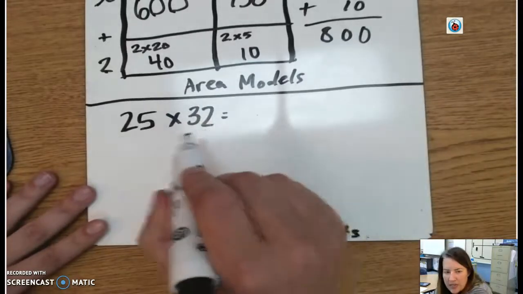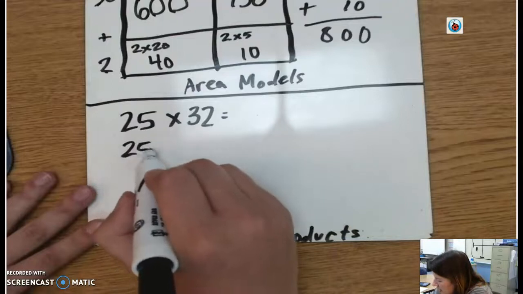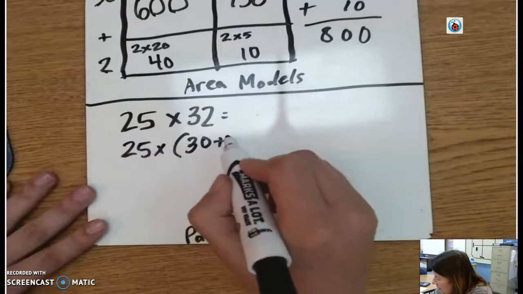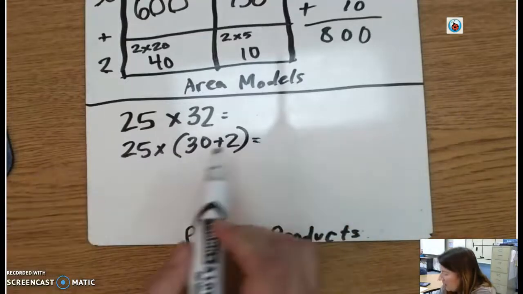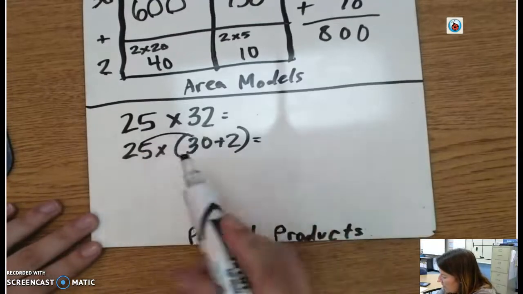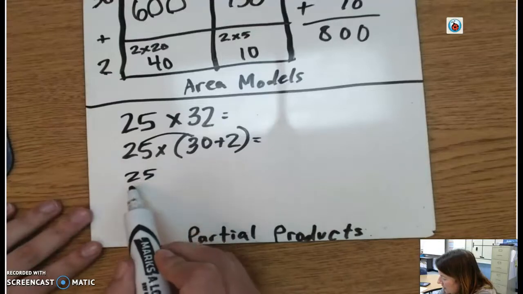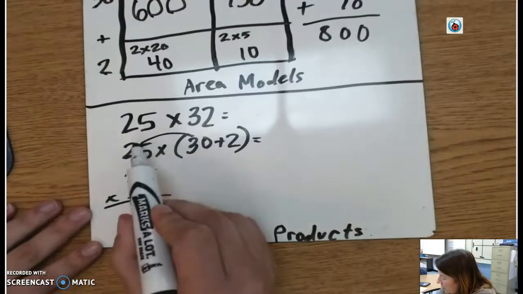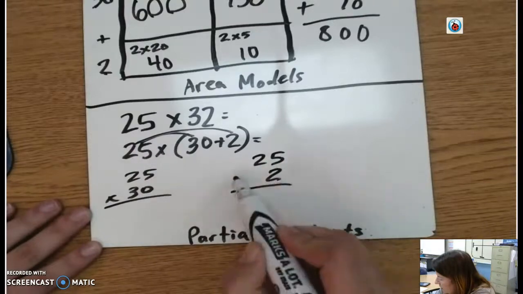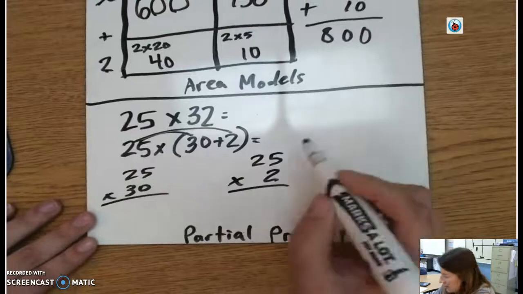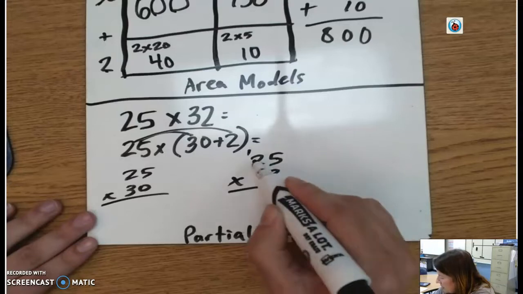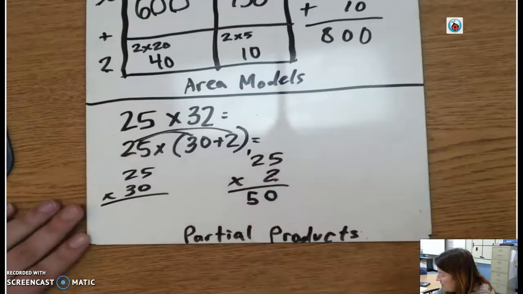Remember, in partial products we're just going to split up one of these. So I'm going to choose to split apart the second one. So 32, I'm going to split it apart into 30 plus 2. And now I'm going to use my distributive property to write down two equations. So one equation is 25 times 30. My second equation is 25 times 2. Well, I'm going to do this one first because it looks easier. Okay, 2 times 5 is 10. 2 times 2 is 4, plus 1 is 5.